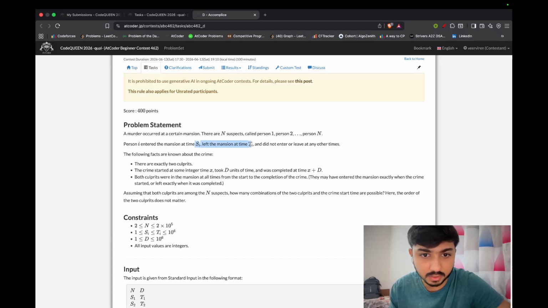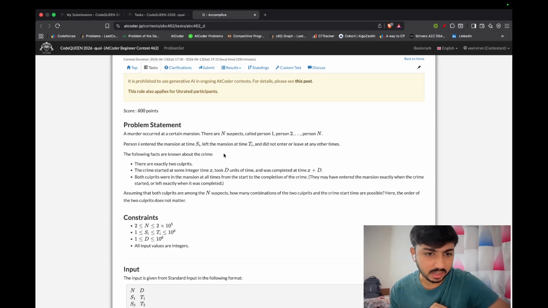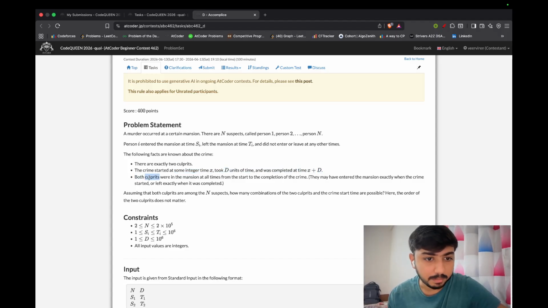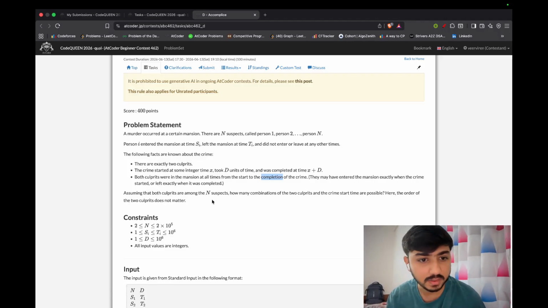Okay, so for each person we have an entry time and exit time and they do not enter or leave at any other time. Okay, the following facts are known about the crime. There are exactly two culprits. Okay, the crime started at some integer time x and completed at x plus d units of time. Okay, so this is the crime period. Both culprits were in the mansion from the start to the completion of the crime. They may have entered the mansion exactly when the crime started or left exactly when it was completed.